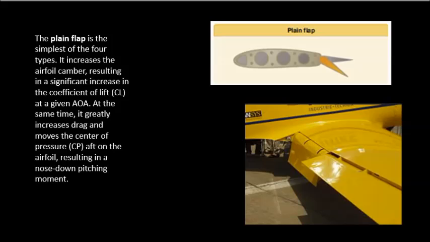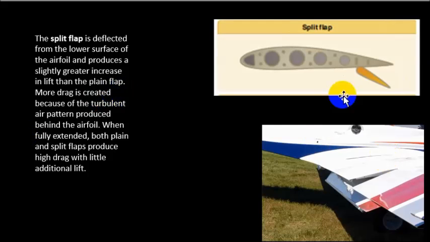The next flap is a split flap. It just kind of hangs down, like it just kind of drops down like this. Doesn't slide back or anything like that. The flap is deflected from the lower surface, and the airfoil produces a slightly greater increase in lift than the plain flap. More drag is created because there's nowhere for air to escape. It's like sticking your hand out a window of a moving car on the highway. A lot of drag goes on.